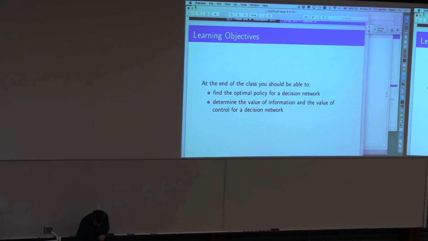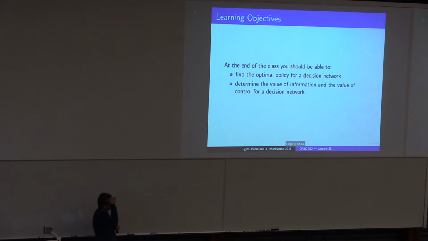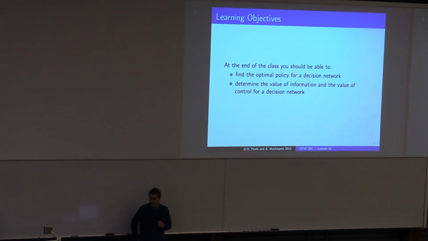All right. What we're going to do today is look at these decision networks. We're going to work out how to compute the optimal policies, how to find out what the agent should do based on its model and its utility function. And then we're going to look at something called the value of information. We're going to work out how much information is worth to us, and the value of control, how much it would be worth to actually control some variable.